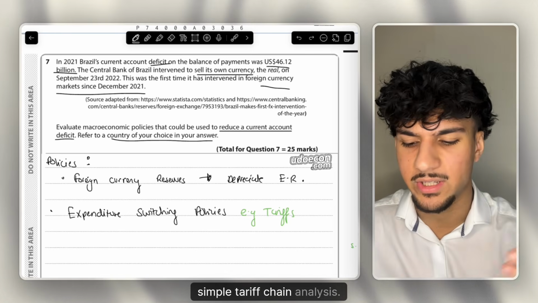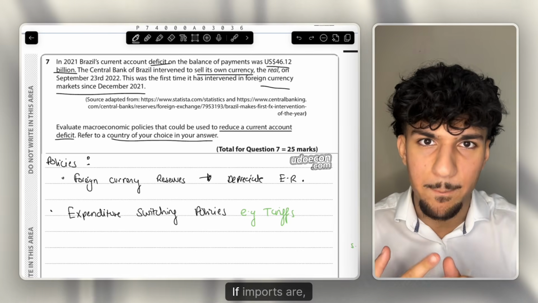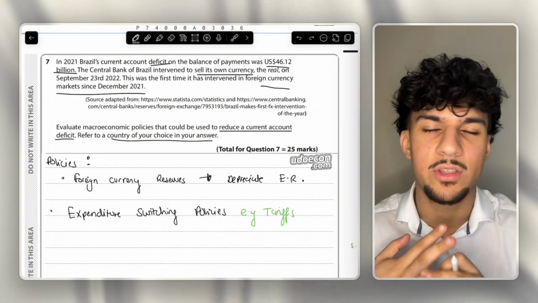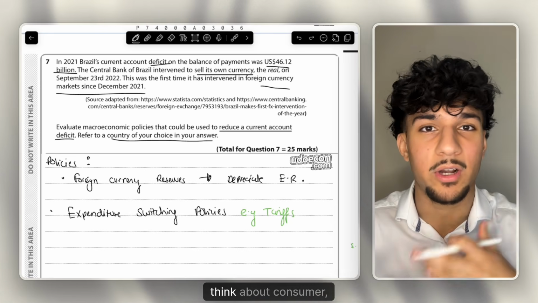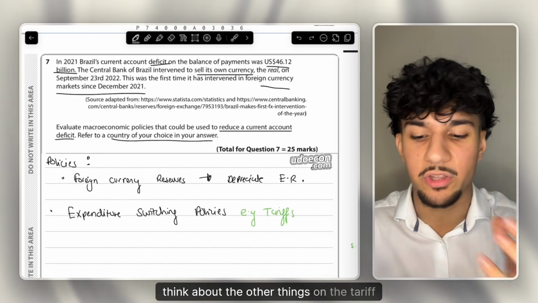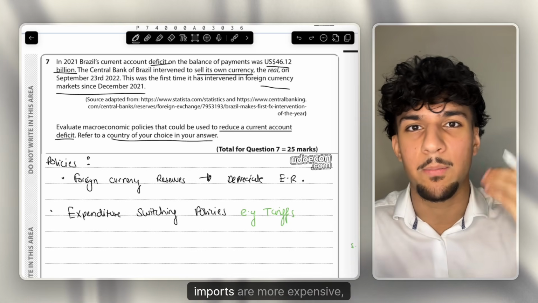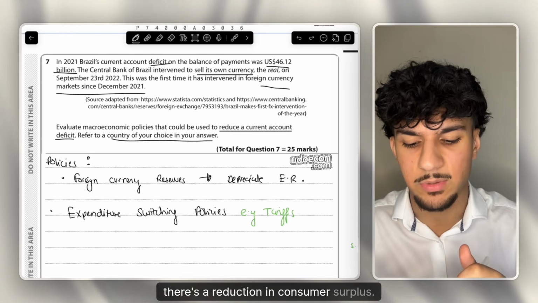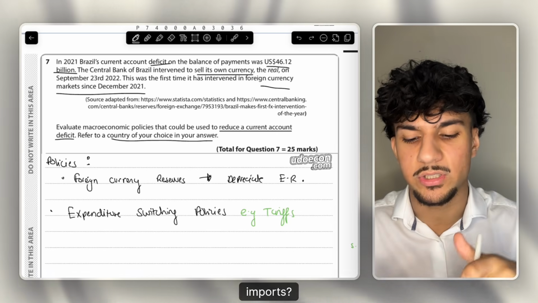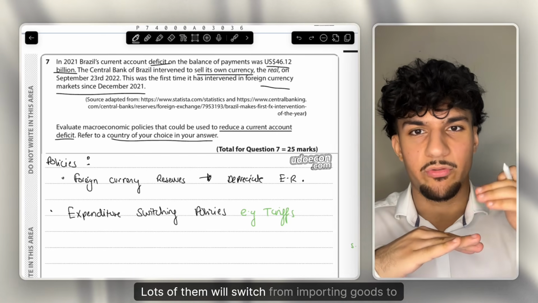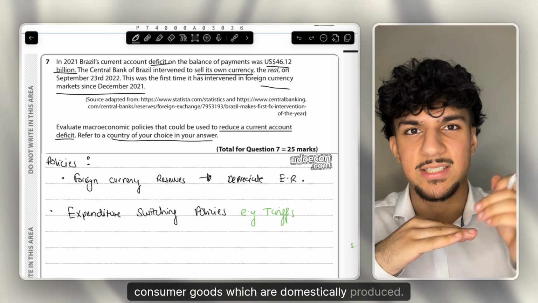So, a quick, simple tariff chain of analysis. What is a tariff? It's a tax on imports. This therefore makes imports more expensive. If imports are more expensive, what is going to happen? The quantity imported will reduce. Of course, show this all in the tariff diagram. Again, think about the other things on the tariff diagram, like consumer surplus, which can be shown. When imports are more expensive, there's a reduction in consumer surplus, but how do consumers respond to the more expensive imports? Lots of them will switch from importing goods to now consuming goods which are domestically produced.